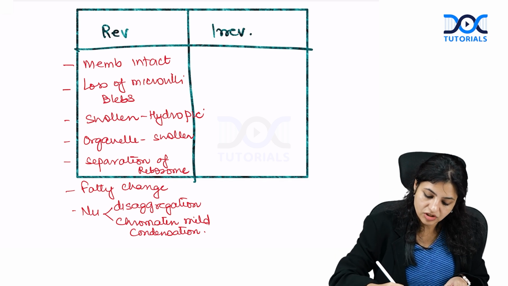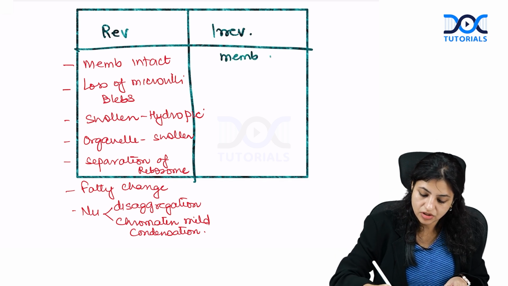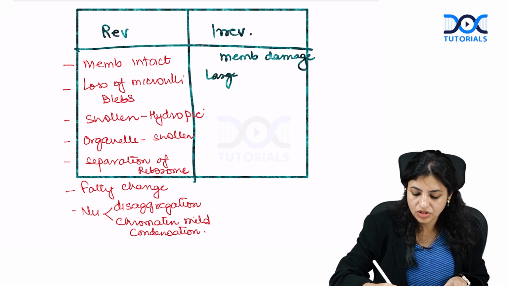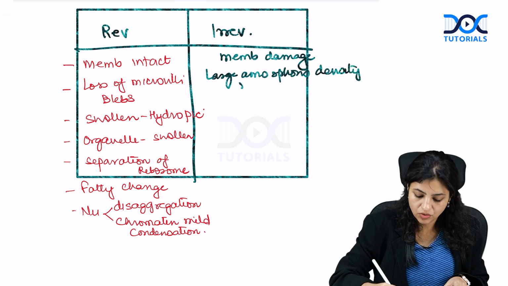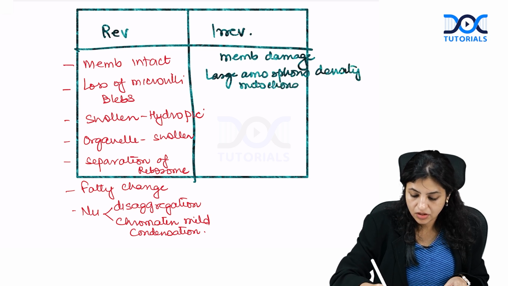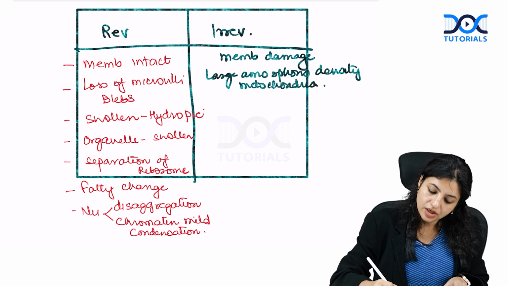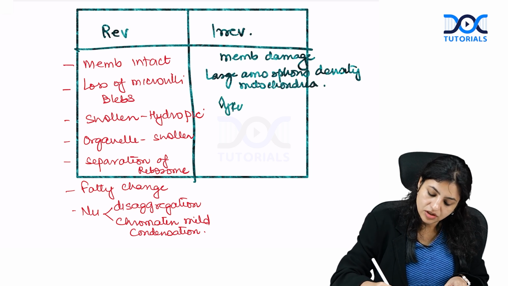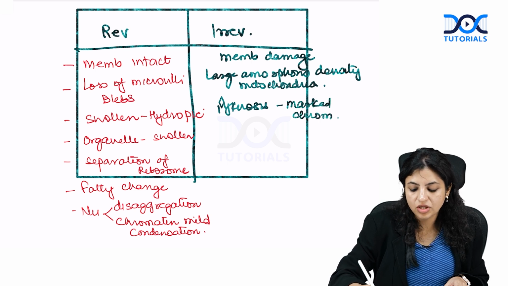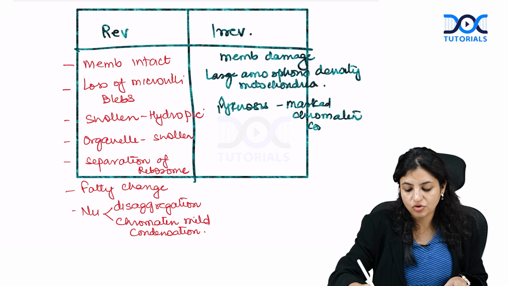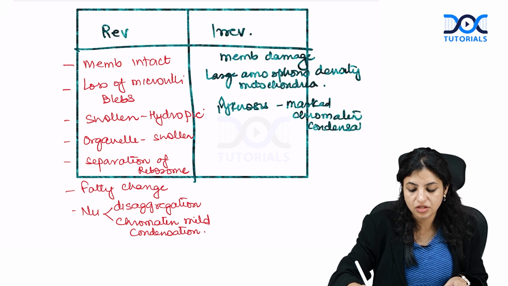Irreversible, first feature is membrane damage. There are large amorphous densities. These two are characteristic in the mitochondria. And then there is Pyknosis. The nucleus becomes like a dot. So can I say this is marked chromatin condensation? Whenever they give you the term marked chromatin condensation, you have to remember this is for irreversible cell injury.